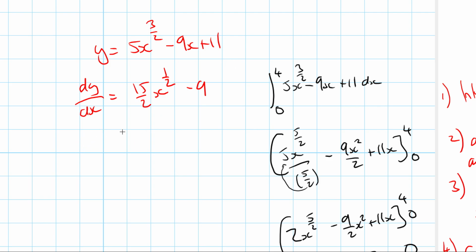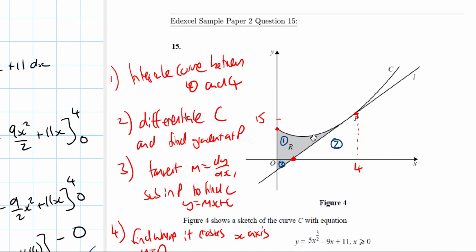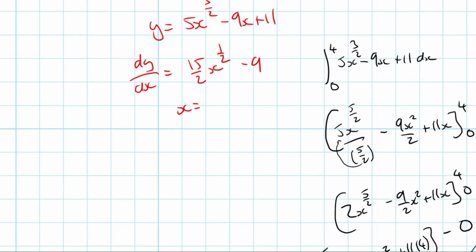And then we want to substitute in our answer, so find the gradient at point P. At point P, x is equal to 4, so substitute x equals 4 in. So dy/dx is equal to 15 over 2 times 4 to the power of 0.5 minus 9, and that's equal to 6. So we know our dy/dx is equal to 6.